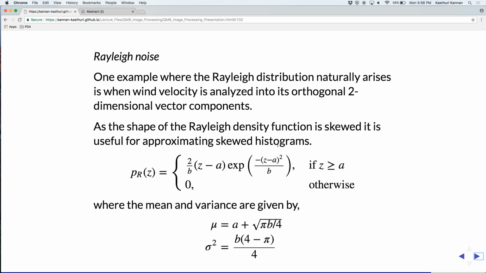Usually, when we think of an image, it comes with a distribution that's called a point spread function. So when there's a pinhole camera and you pass light in there, what you get is a distribution, and that's called a Rayleigh distribution. One Rayleigh distribution comes when the wind velocity is analyzed into two orthogonal components, and you have the noise. That can be made into an explicit formula, and it is used for approximating skewed histograms. This is the formula for using the Rayleigh noise, right?